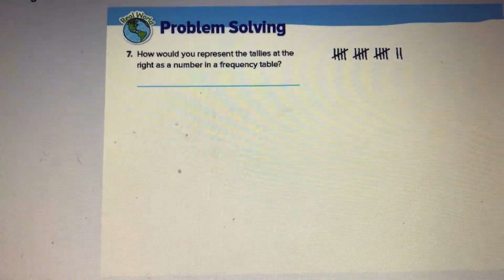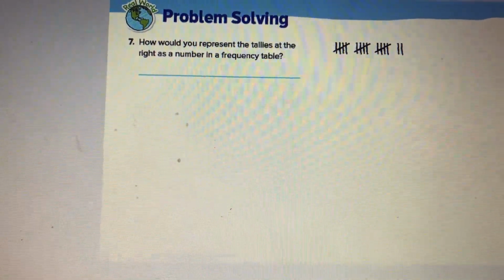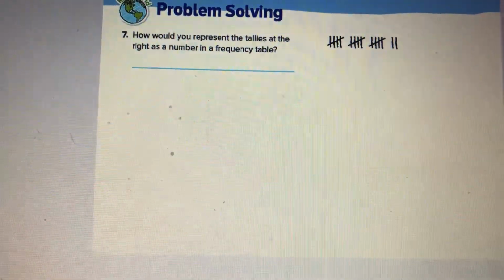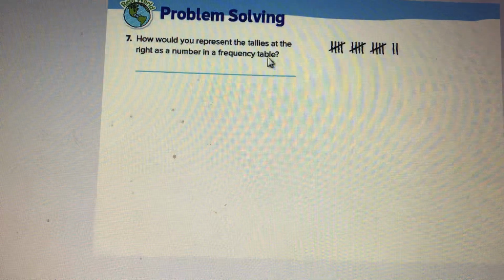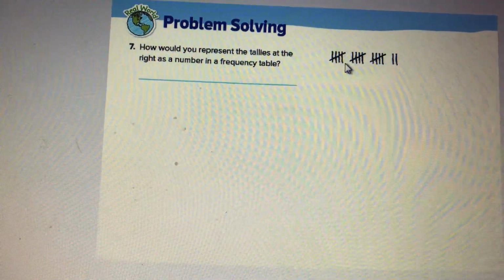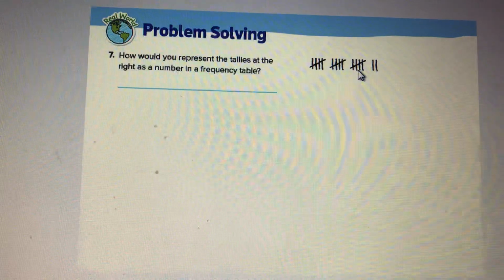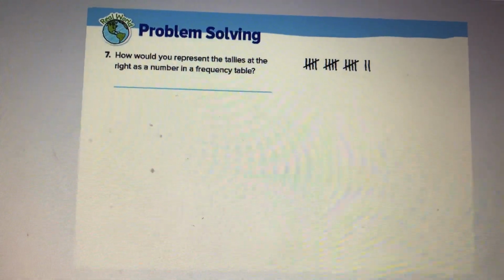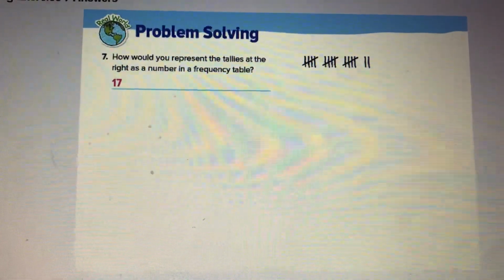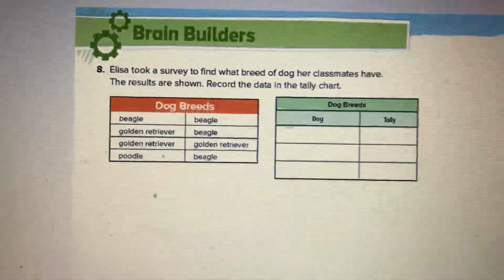All right, how would you represent the tallies at the right as a number in a frequency table? So what number do these tallies represent? If it were me, I'd just look at this and go 5, 10, 15, 16, 17. Hopefully Mrs. Selfridge is right. Oh, yes. Okay. All right.